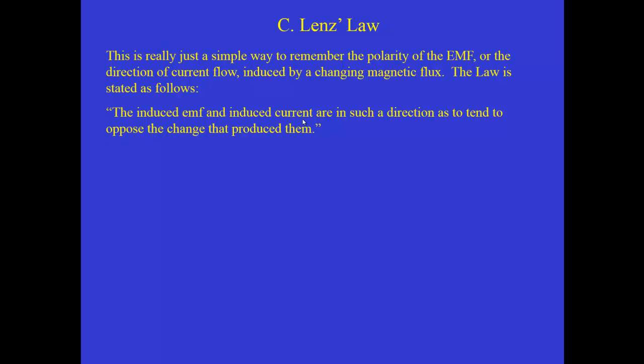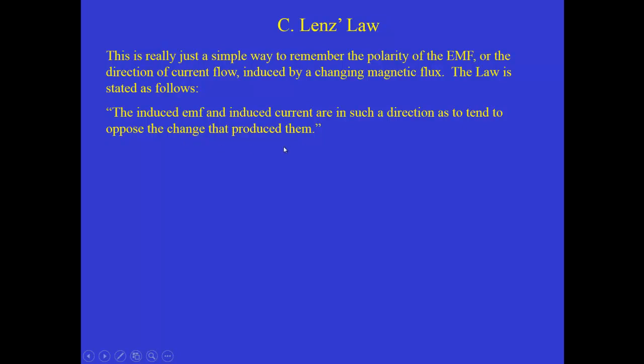It'll tell us if we have some kind of a conducting loop and there's a magnetic flux that's changing through that loop, it'll tell us what the direction of the current flow that's induced happens to be. And here's one way of stating the law. The induced EMF and the induced current that EMF produces are always in such a direction as to tend to oppose the change, and this is the change in the magnetic flux, that produced them.